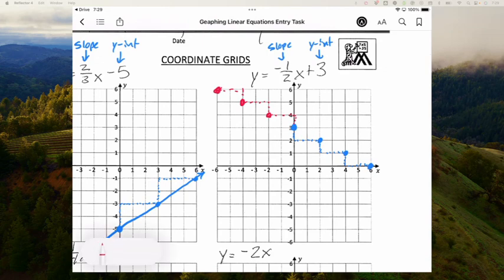Slopes work both forwards and backwards. And so then we'll have our line coming through all those points.